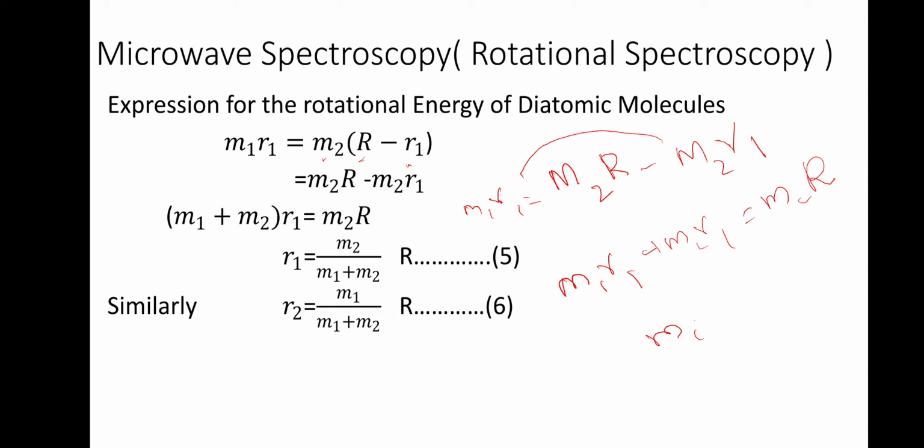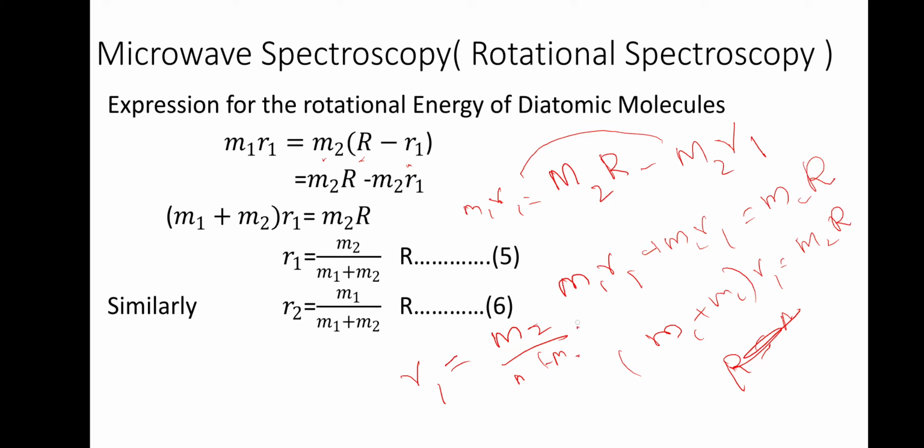So we'll take this one: (m1 plus m2) into r1 is equal to m2 into R, where R is the bond length. So r1 is equal to m2 divided by (m1 plus m2) into R. This is r1. Now r2, in a similar way we substitute: m2 r2 is equal to m1 into (R minus r2). Substituting, we will get an expression r2 is equal to m1 divided by (m1 plus m2) into R. We put these as equation numbers 5 and 6.